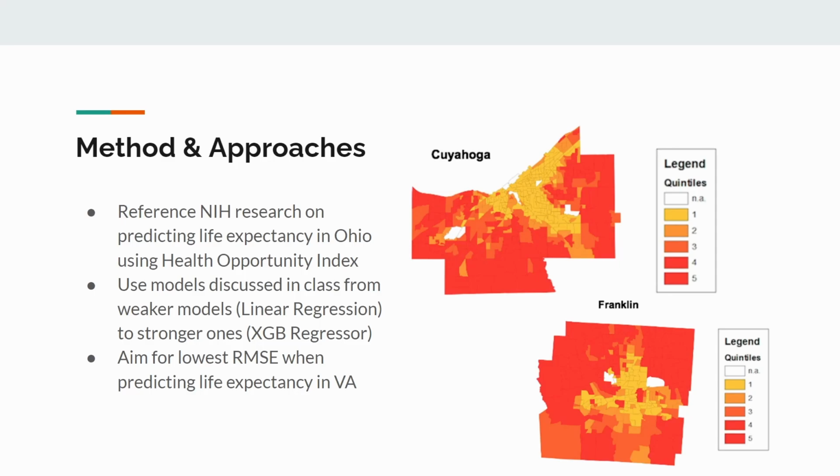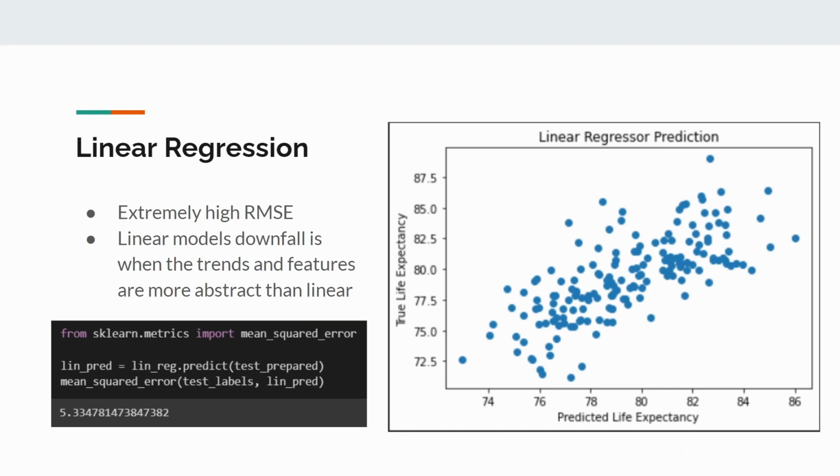For our approach, we referenced a similar project where the Health Opportunity Index was used to predict life expectancy by census tract in Ohio. This was created by the National Institutes of Health. Using this as a baseline, we collected more specific indicators and followed a similar procedure using multiple ML models such as linear regression and XGBoost. The most simple model that we created was a multivariate linear regression model. This model had mediocre predictions and had a moderately high RMSE.